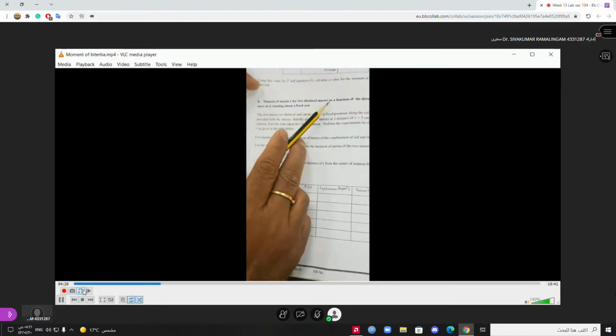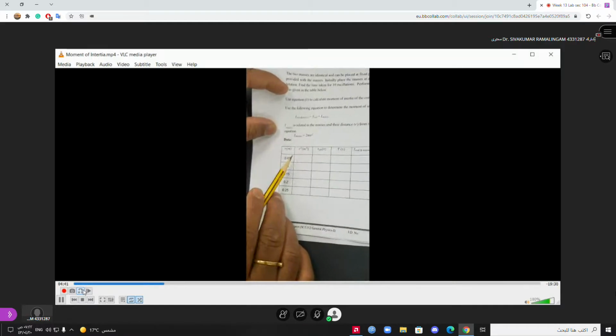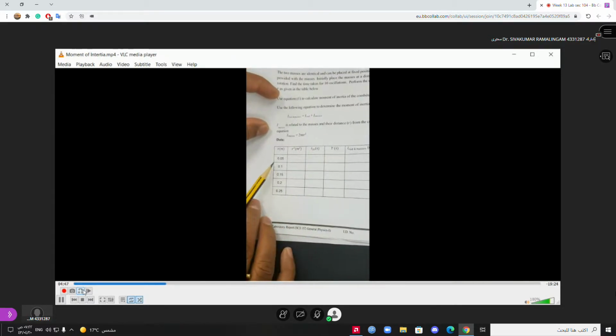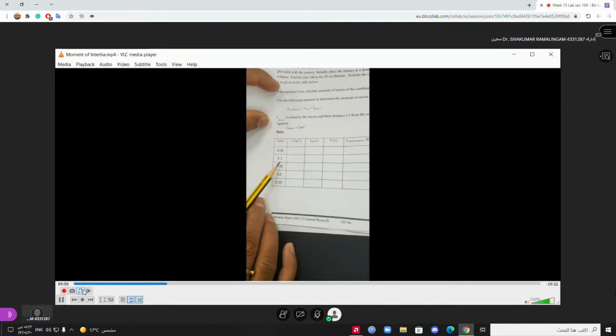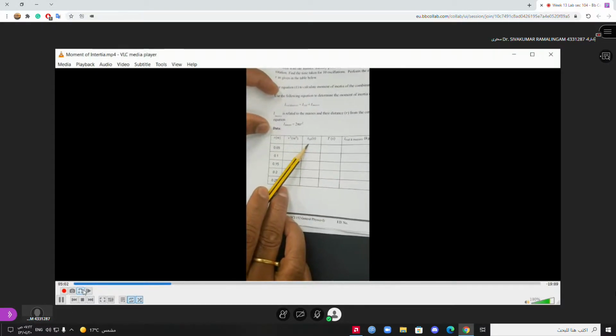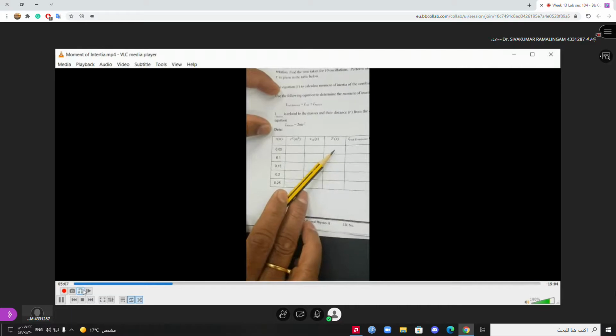Next, we are going to calculate the moment of inertia I for the two identical masses as a function of the distance r at which the mass m is rotating about the fixed axis. This is the schedule we are going to follow. R is the radius of rotation. We are taking 0.05 meter, 0.1 meter, 0.15, 0.2, 0.25 meter. This is r squared, in meter squared. T10 is the time taken for 10 oscillations. We are measuring the time required for producing 10 oscillations. Divided by 10, you will get the time period.